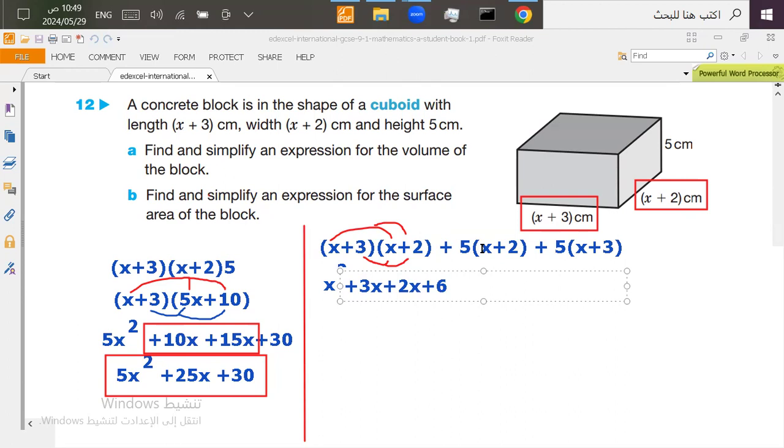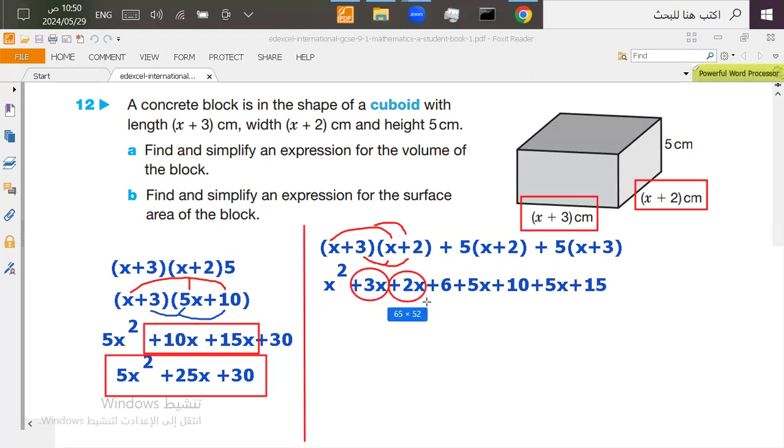Now, let's come to this one. 5 times x is going to be plus 5x. 5 times 2 is going to be plus 10. And then 5 times x, plus 5x. And then 5 times 3 is plus 15. Now, I multiplied or expanded all the parts. Now I'm going to simplify. Simplifying means taking the like terms. Like terms, we have positive 3x, positive 2x, positive 5x, and positive 5x. These are like terms. And the other like terms are the numbers. We have 6 plus 10 plus 15.